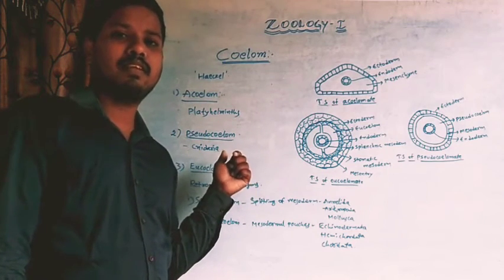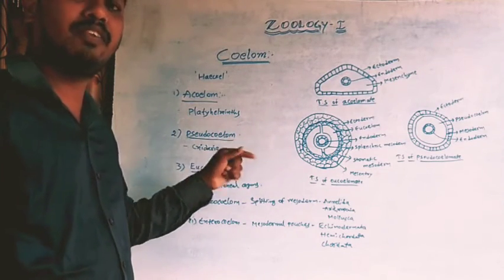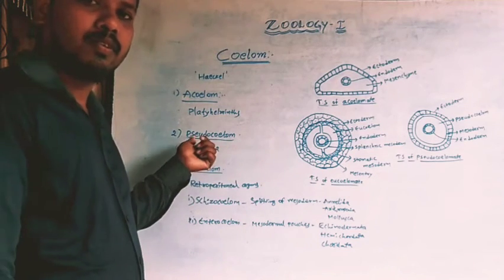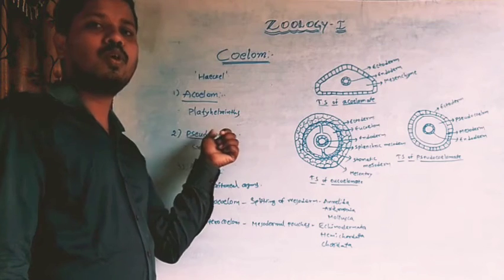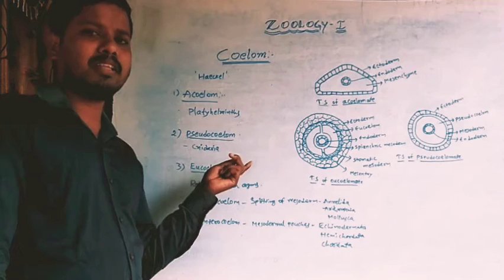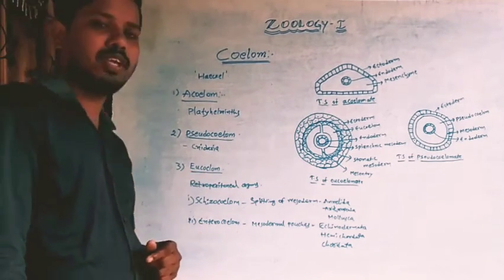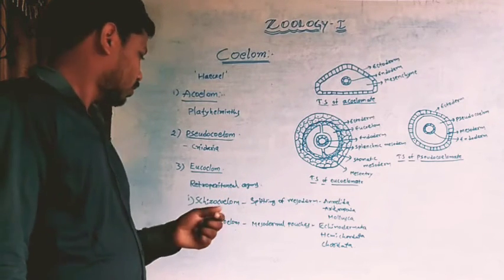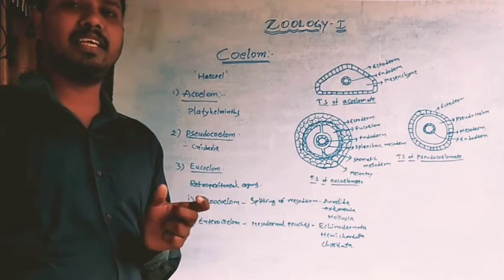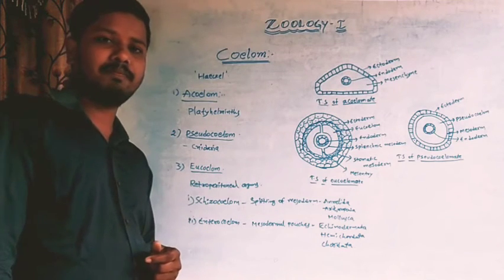Next one, pseudocoelom. Pseudo means false. The cavity lies between the body wall and alimentary canal, but this cavity is filled with the pseudocoelic fluid, hence it is called pseudocoelom. Animals which possess the pseudocoelom are called pseudocoelomates. Nidaria exhibit pseudocoelom. Some of the roundworms also exhibit this type of coelom. Third one, eucoelom. This is true coelom. In this type of coelom, the visceral organs are covered by the peritoneum. Such organs are called retroperitoneal organs.